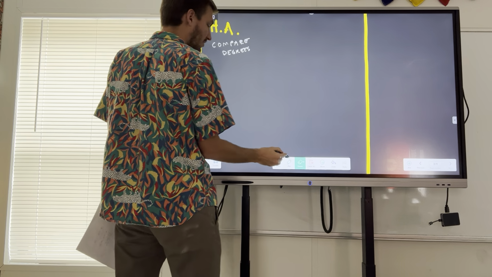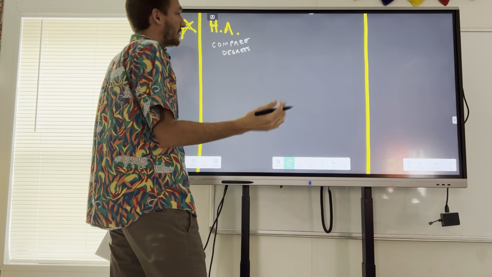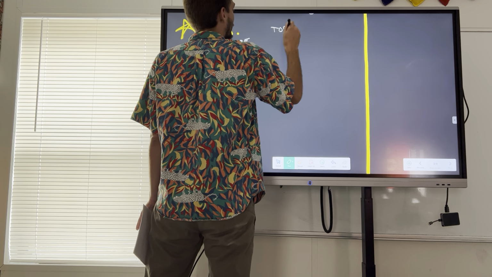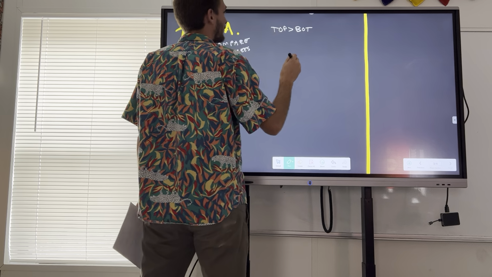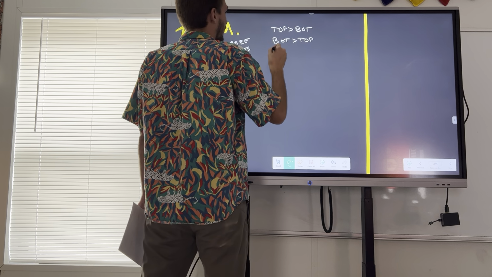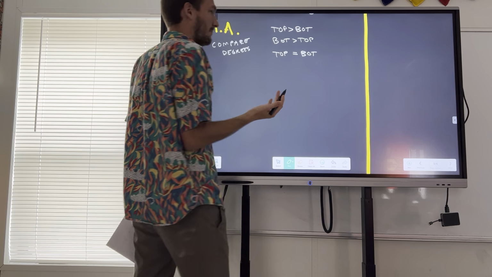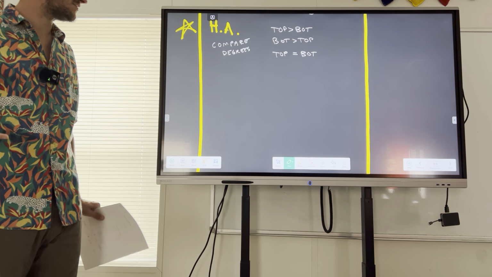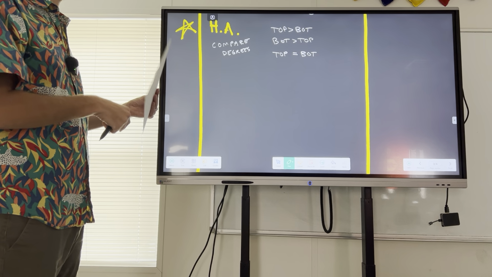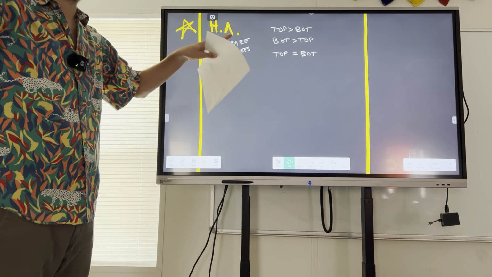But anyways, compare the degrees. If you're comparing things, well, one could be bigger or the other could be bigger. So we have a couple different options here. If the top is bigger than the bottom, if the bottom is bigger than the top, or if the top is equal to the bottom. If we're comparing them, those are our 3 different options. One's bigger, the other's bigger, they're the same. And that's gonna give you, it's kind of like a little map, 3 different outcomes.